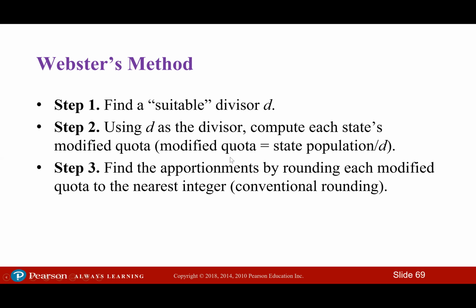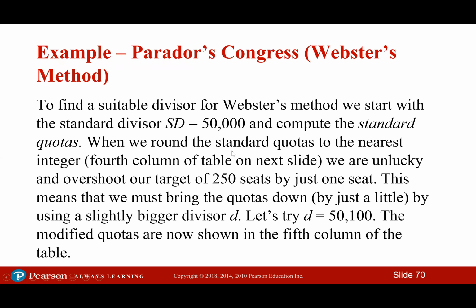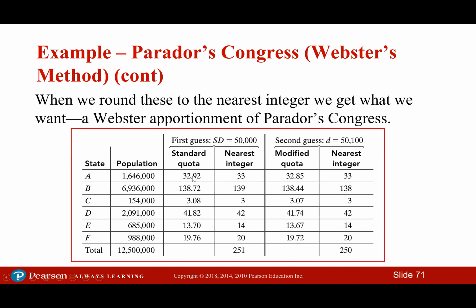And so same exact process. That's why they're in the same exact section. We found out that the standard divisor 50,500 gives you 251 seats. So if you do the conventional rounding of things, you just need to go up another 100. So 50,600 would give you all that you need. So notice this is just the way we normally round. If it's 0.5 or higher, we go up. And if it's lower than 0.5, we go down.